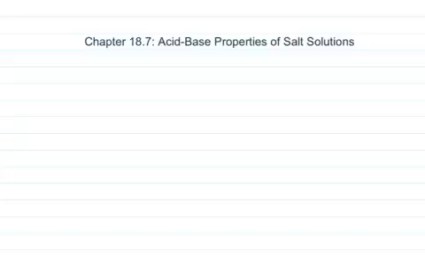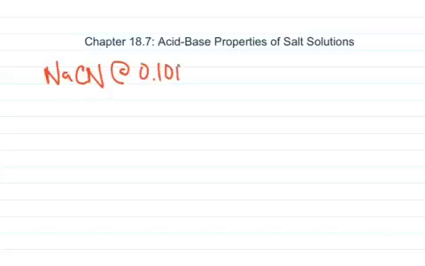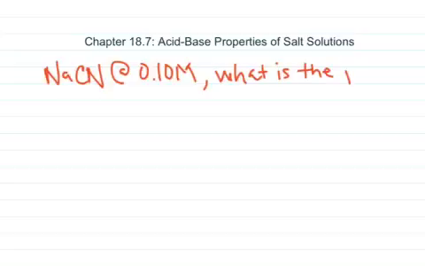So if I was given NaCN at 0.1 molar, what is the pH? Well, is this NaCN a strong acid, a strong base, a weak acid, a weak base, or neutral? Well, we don't know. So we need to figure that out before we can start the problem.